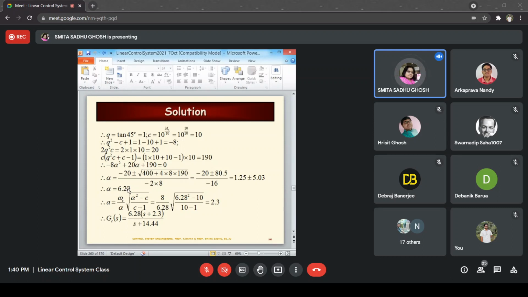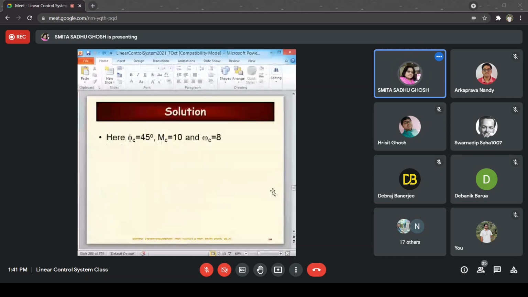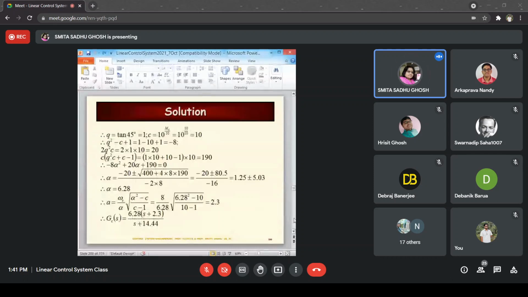Once the value of alpha is known, you recollect the expression for A, which had omega c, alpha, and c. You can put those in. Omega c is given in the problem as 8, alpha we have already obtained, and c is also known, so putting those in you get the value of A. This was a direct problem: the frequency at which you place your compensator is given, how much phase lead you want is given, and how much magnitude you need is also given.